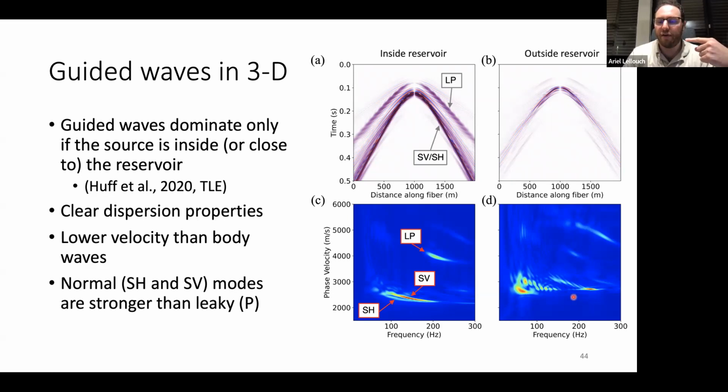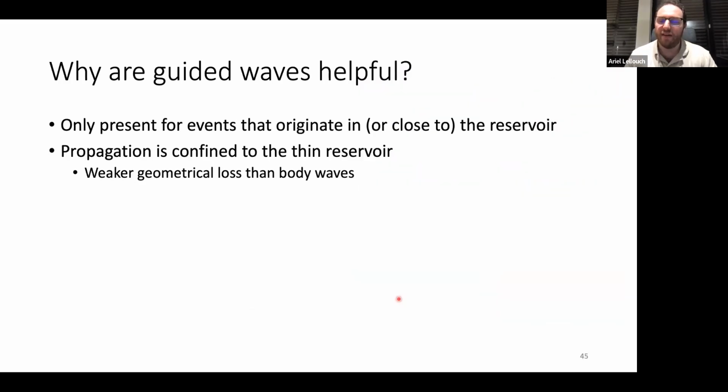So that means when we see this dispersive behavior in the data, we know the event has to originate inside the reservoir. And that's useful because if we know that the guided waves indicate that the event originates in the reservoir, we also know that their propagation is confined to the reservoir, right? Because we saw in that movie that the reservoir is actually kind of leading the seismic energy and not letting it get out, right? As a result, by the way, the loss is weaker than for body waves, so they can propagate for longer distances.